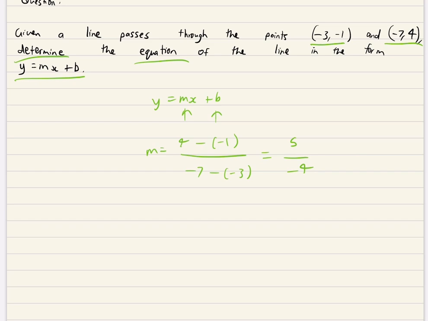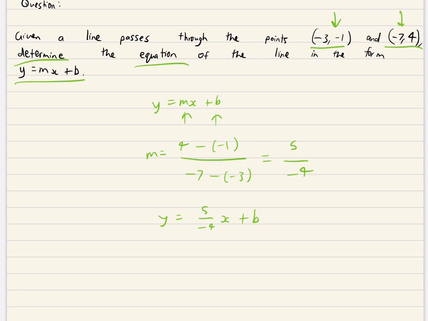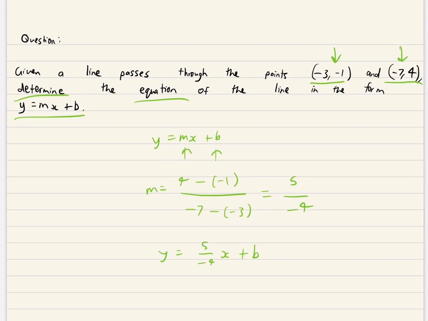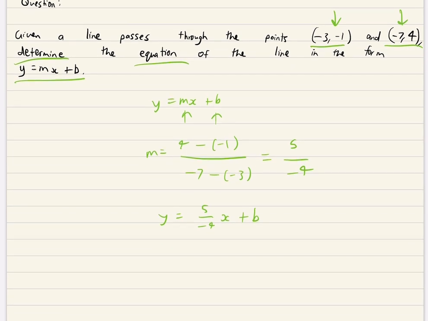And so now the equation of the line is y equals 5 over negative 4 times x plus b. And then the second step is to find b, our constant, which also happens to be our y-intercept. The way we find that is by simply subbing in either one of these coordinates, because both those points lie on the line, so it doesn't matter which one we choose, and then rearranging to make b the subject.